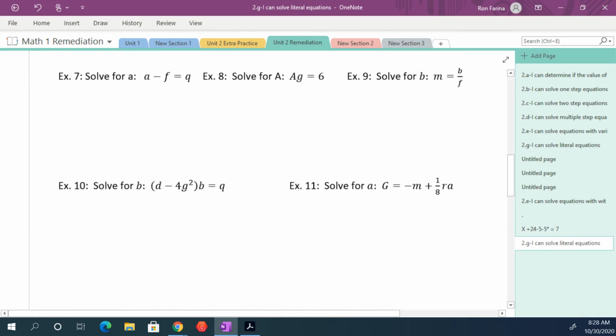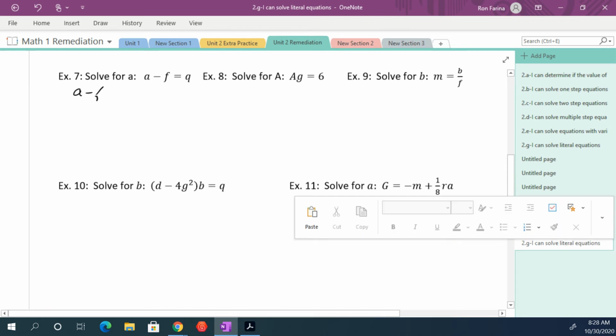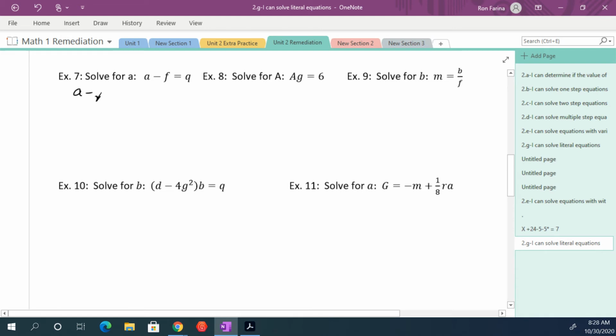Now the next set, these are the problems that get more difficult. So when I look at the next one, if I have a minus f equals q, I know right away my goal says to solve for a. So I have to get a by itself. So what do I have to get rid of? The f. How do I get rid of it? Since it's minus f, I'm going to add it to both sides. Remember, these are not like terms. So what do I just see here? I know I'm going to do q plus f.